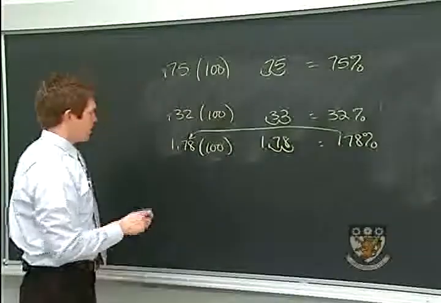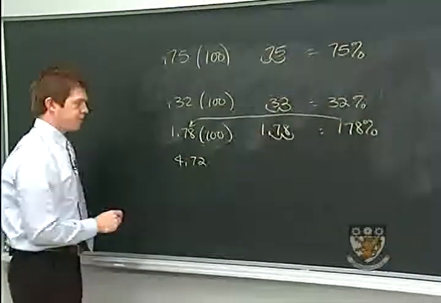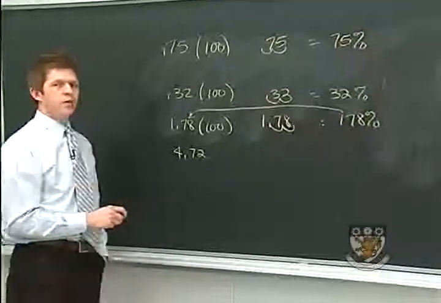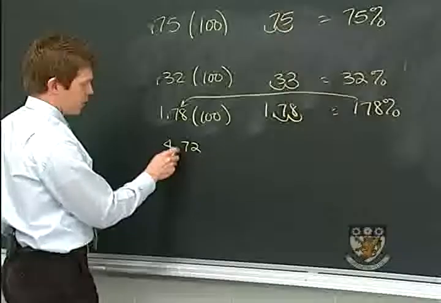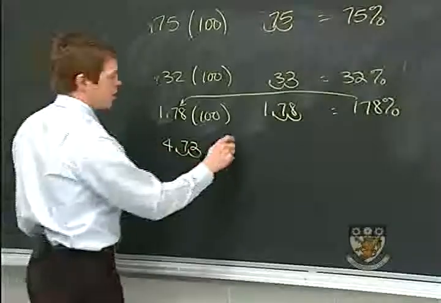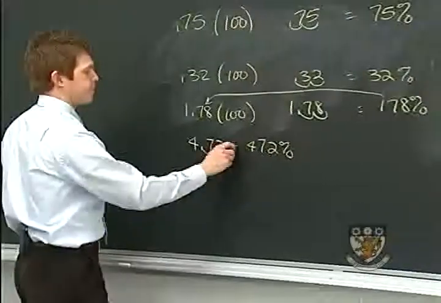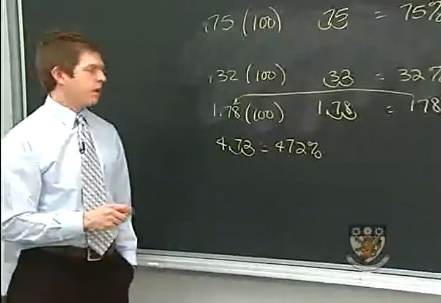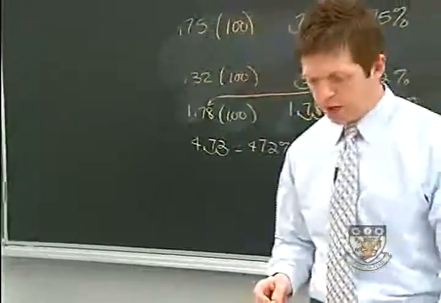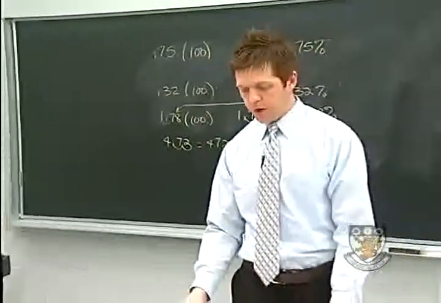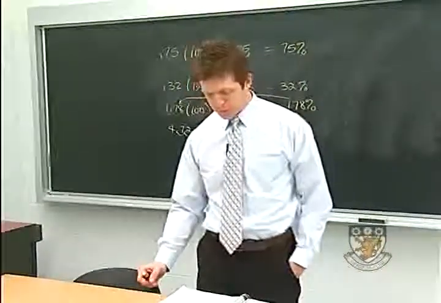One more we'll look at, 4.72. That decimal we're going to convert to a percentage. We'll just do it in one step here. 1, 2, 472%. That's how you convert those two there. If you need to look at some more, go ahead and search back, and then you can look over those again.